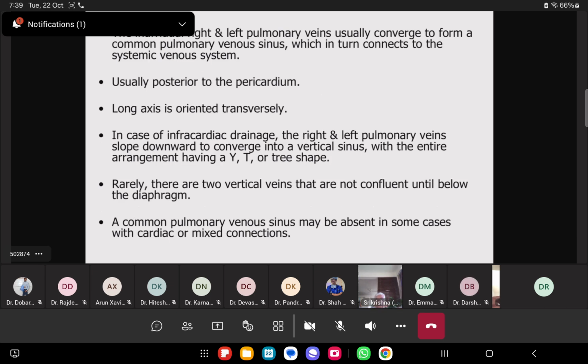In case of infracardiac drainage, the right and the left pulmonary veins slope downward to converge into a vertical sinus in an arrangement of Y, T, or tree shape. Really, there are two vertical veins that are not confluent until below the diaphragm. A common pulmonary venous sinus may be absent in some cases with cardiac or lymph connections.